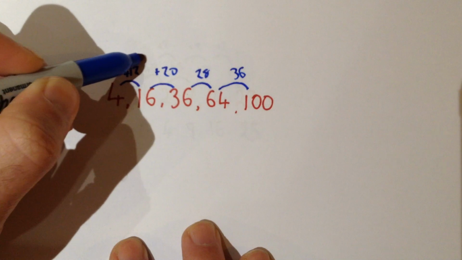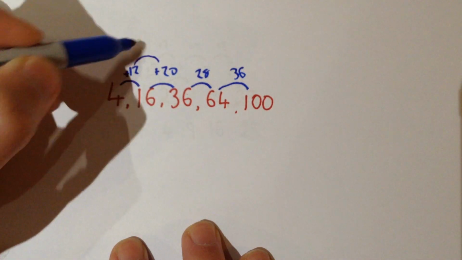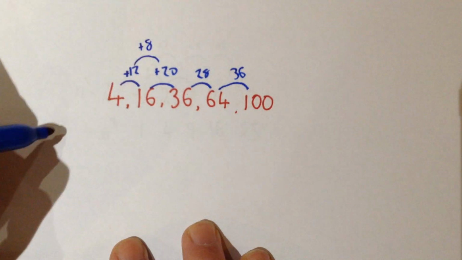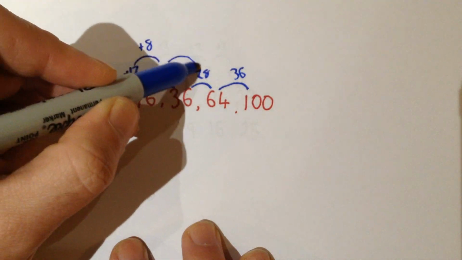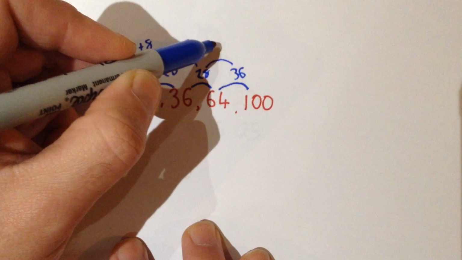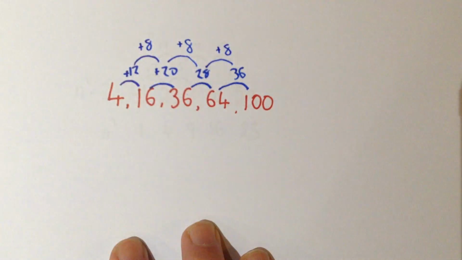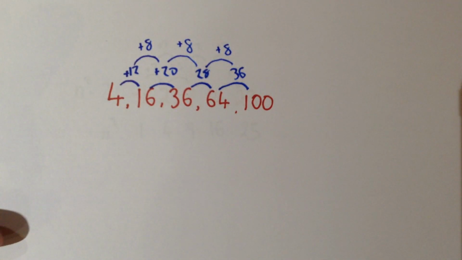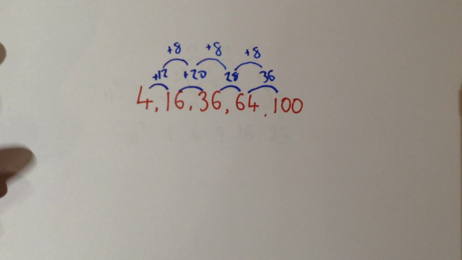So we see if the second difference is the same. That's an increase of 8. From 20 to 28 is 8. And 28 up to 36 is also 8. Therefore, we have a squared, or linked to the squared numbers, so a quadratic sequence.